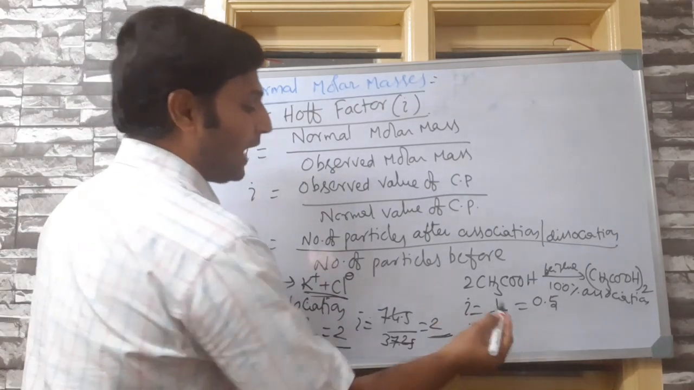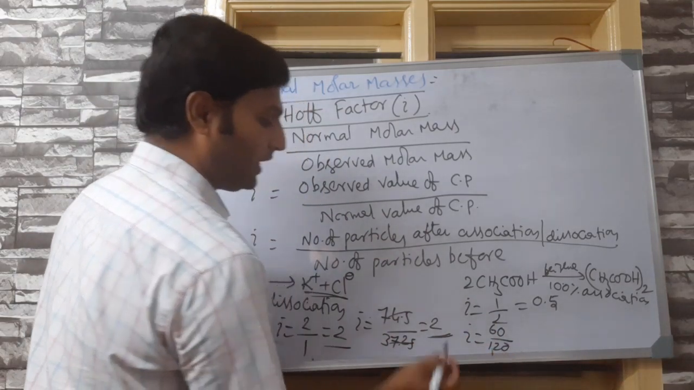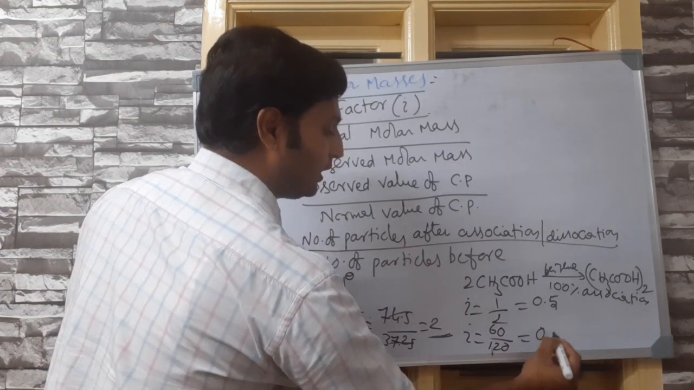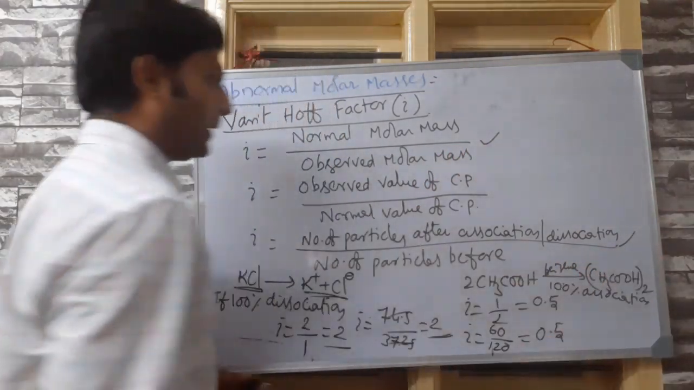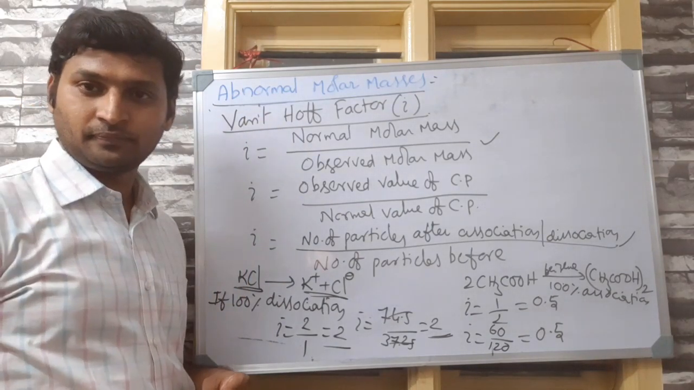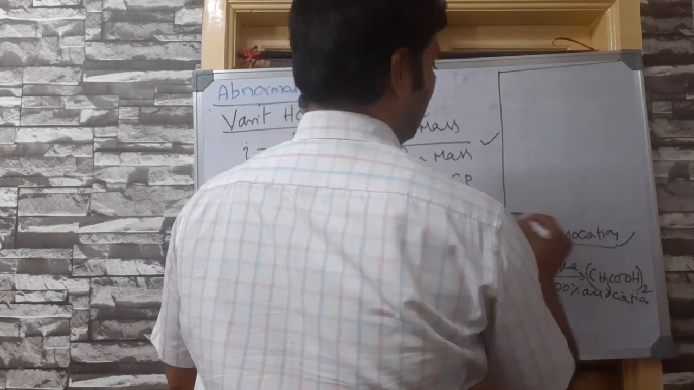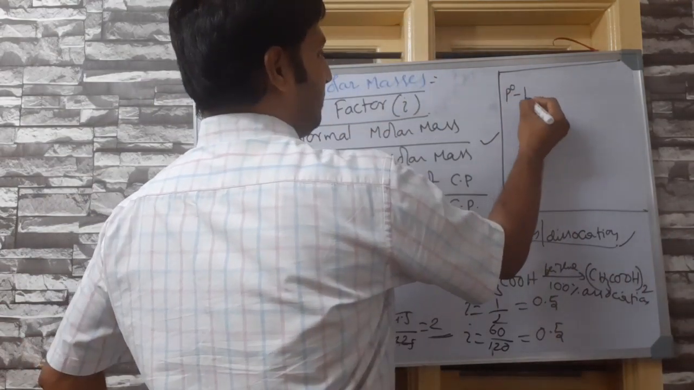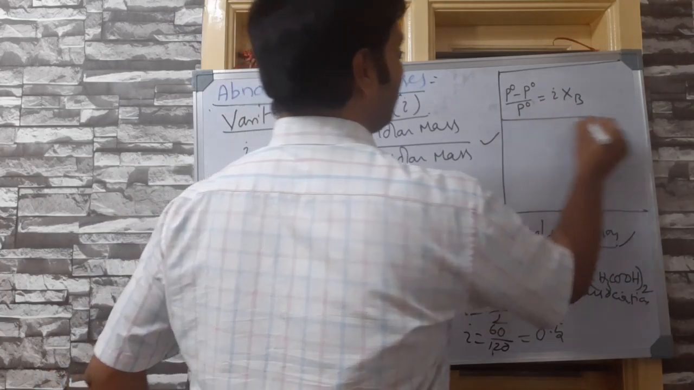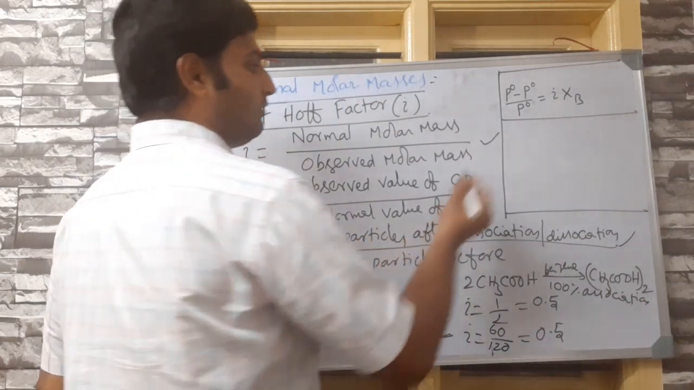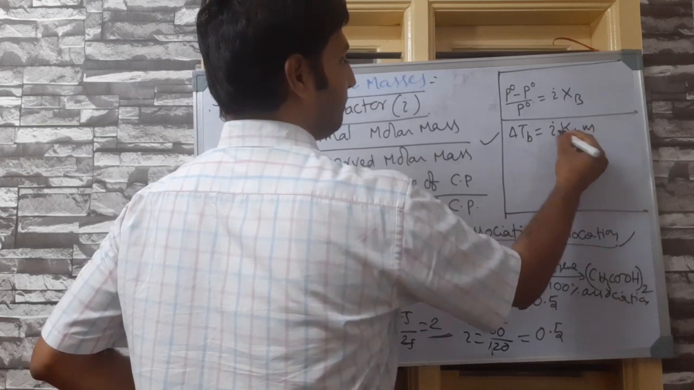Having 100% association, normal molecular mass would have been 60, but you would have got 120 because of this association. As a result, you are getting the i value 0.5. So from either this perspective or from this perspective, i value can be understood. Clear? Now, what Van't Hoff says is, the formula of RLVP must be P naught minus P by P naught is equal to i into XB. Clear? The formula of delta TB must be i into KB into m.